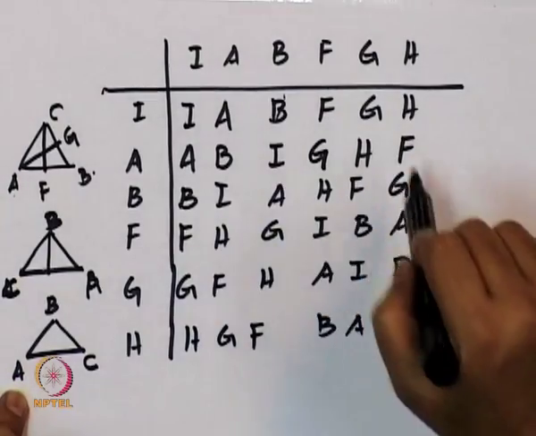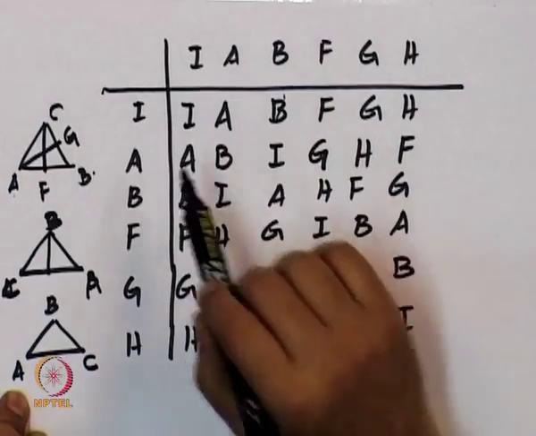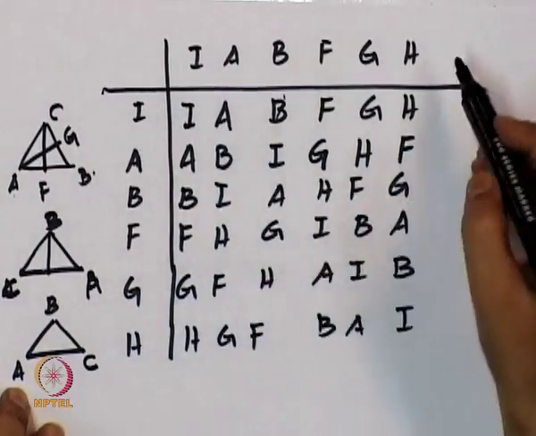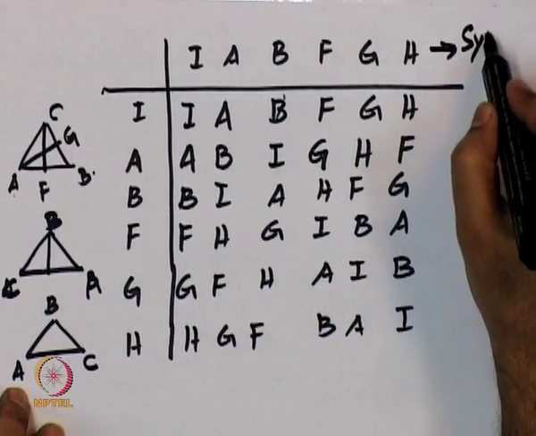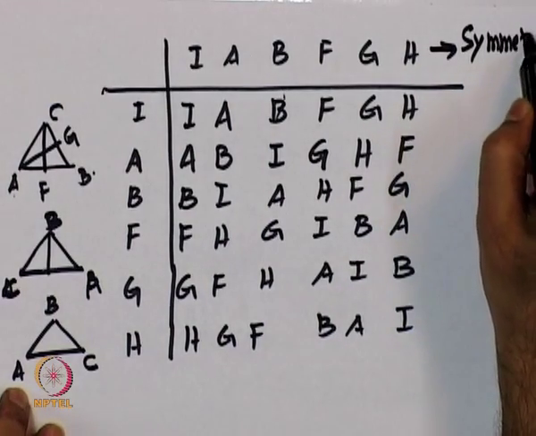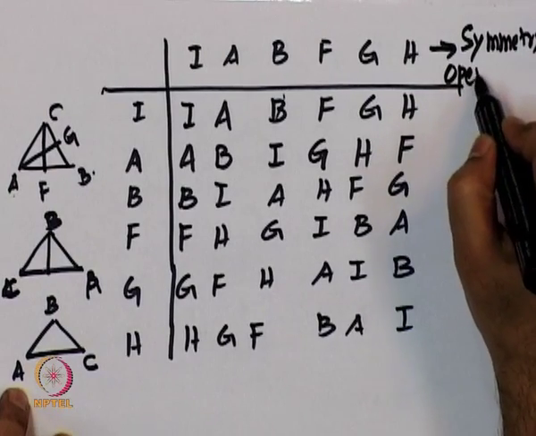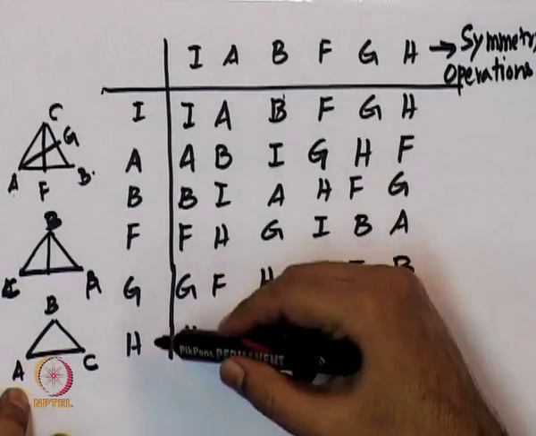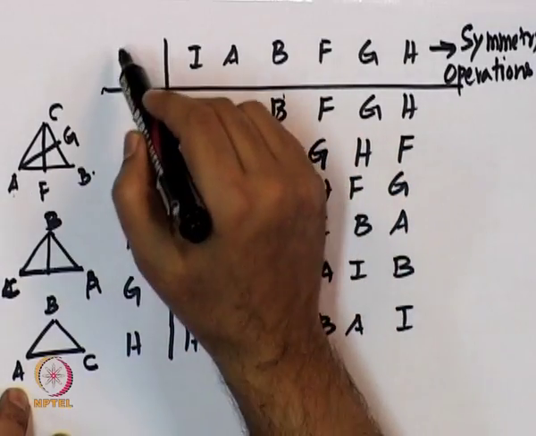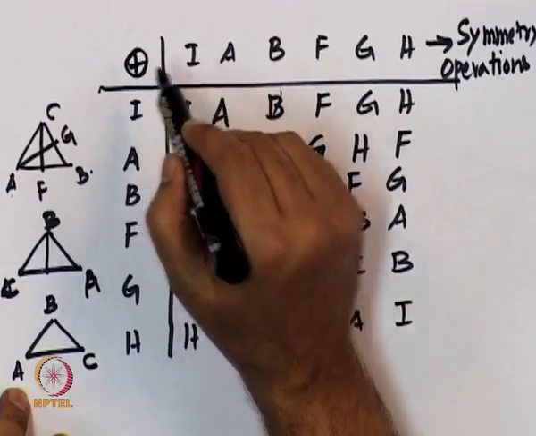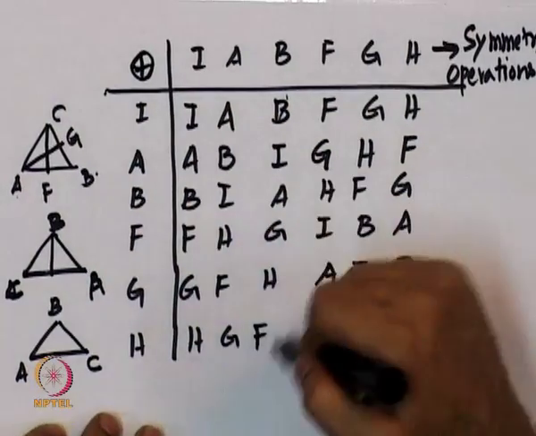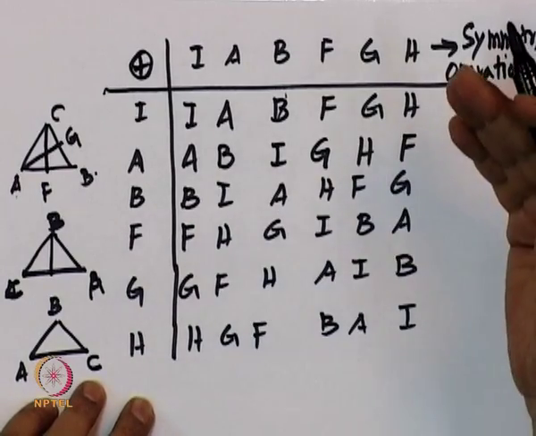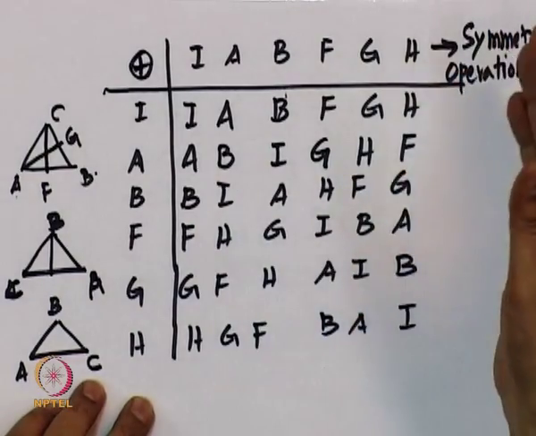So, as you can see, if you take these different operations which are defined, I, A, B, F, G, H, these are symmetry operations defined on the equilateral triangle, and if I do group multiplication of these operations, I find that the resultant multiplication table satisfies all the conditions that are required for it to form a group.